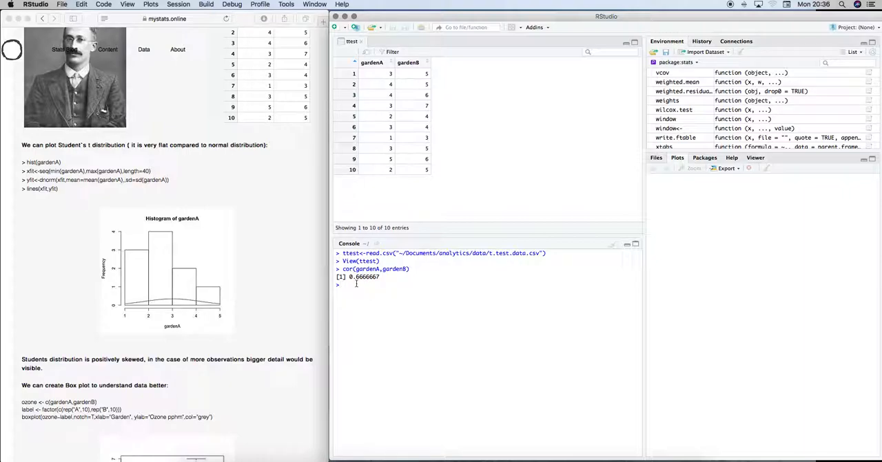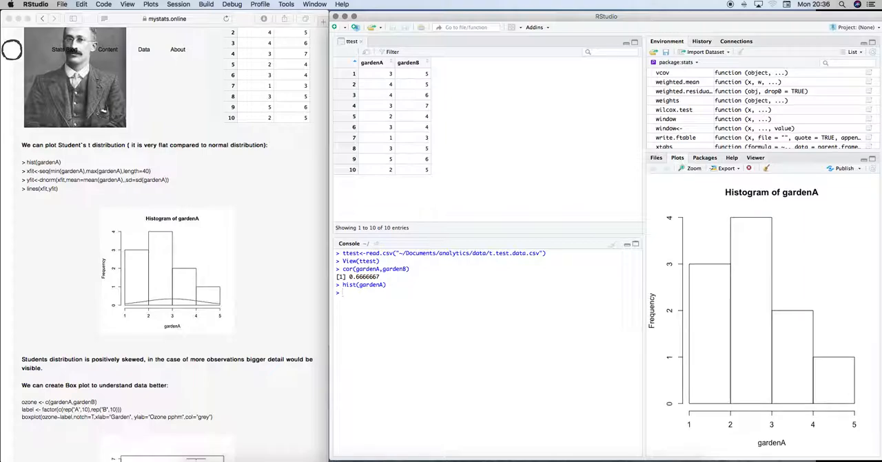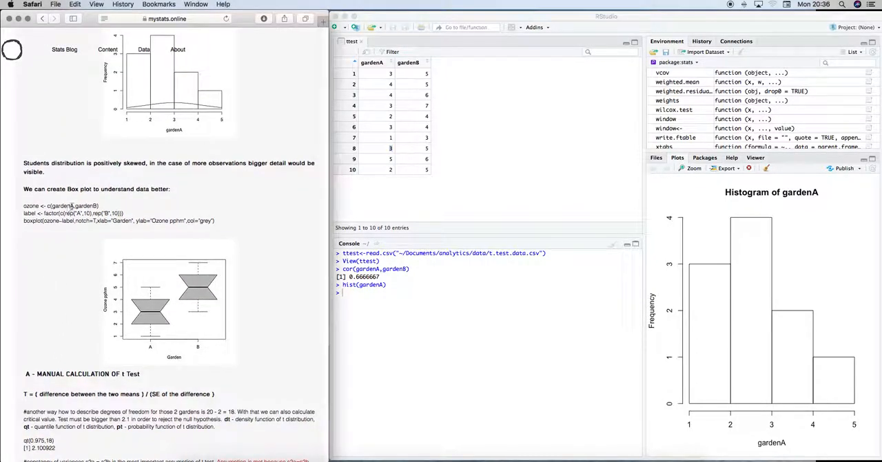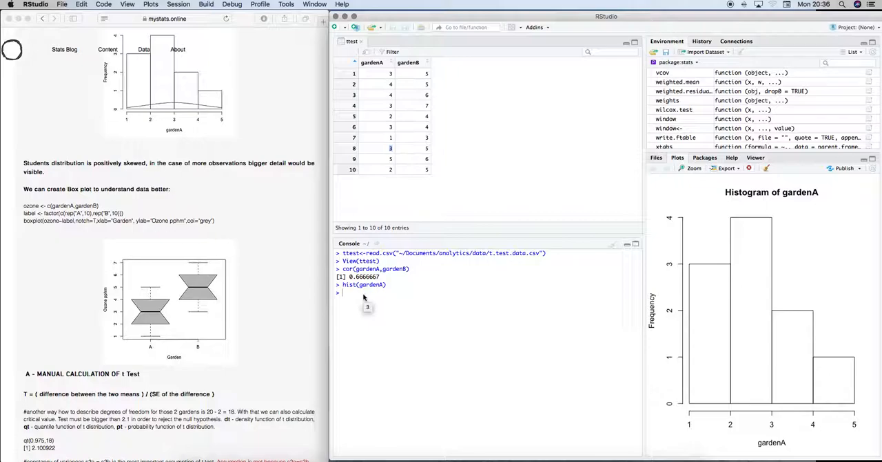Let's have a look at how the distribution, or the histogram, of garden A looks like, and garden B. You can see that it is very flat. For example, the concentration of ozone 3 is present 4 times in garden A. If we would plot the line, it would be really flat, somewhat far from normal distribution. We can also create a box plot.